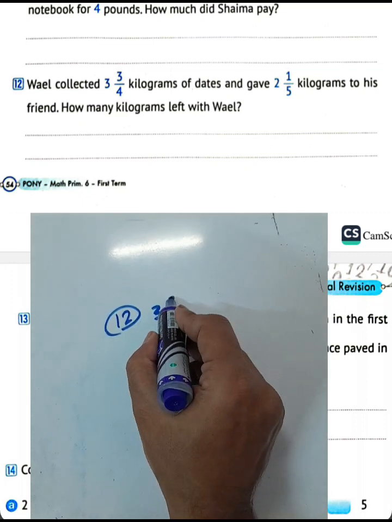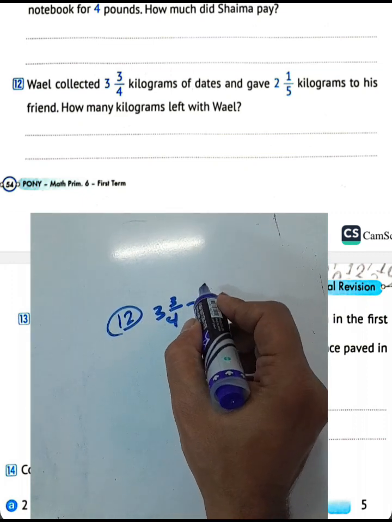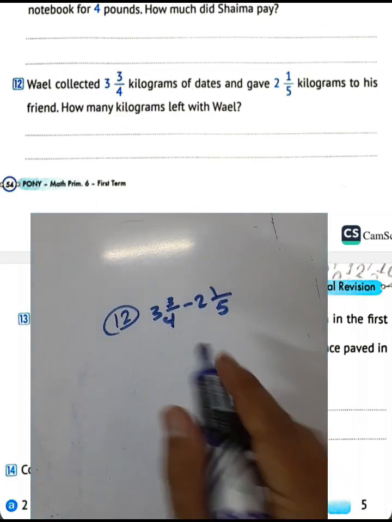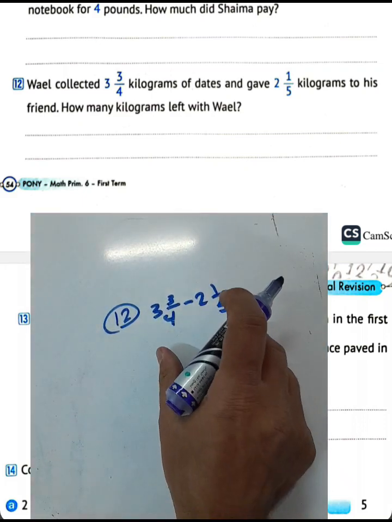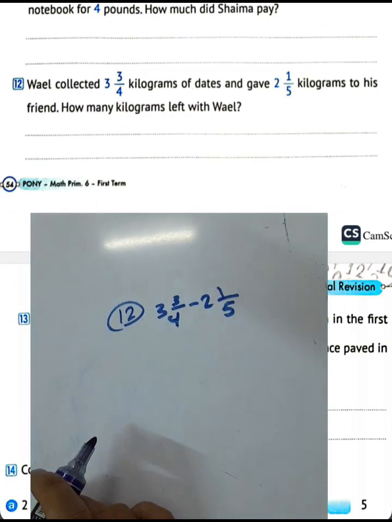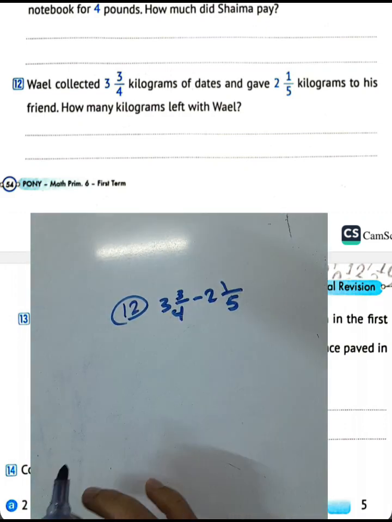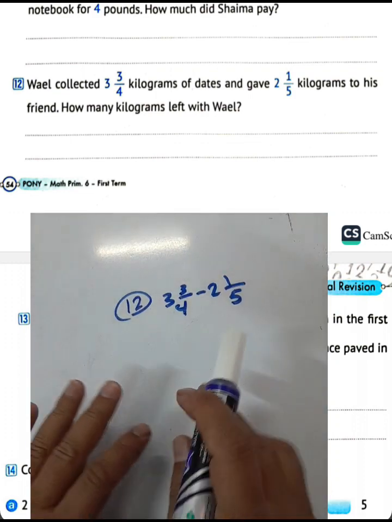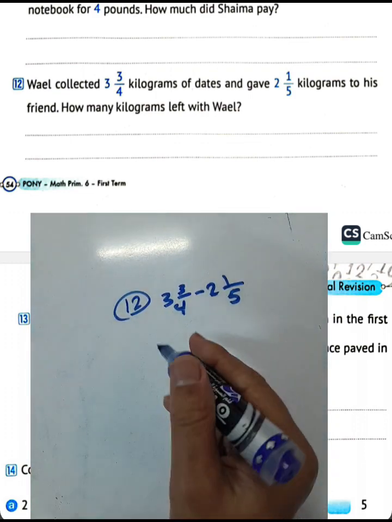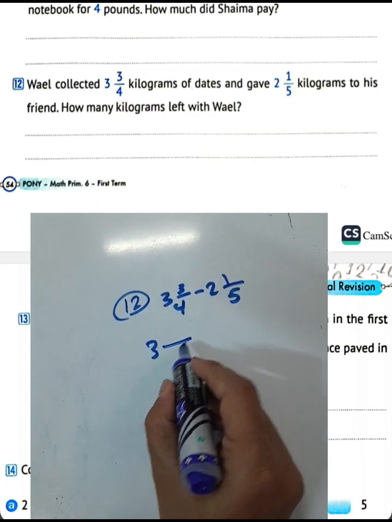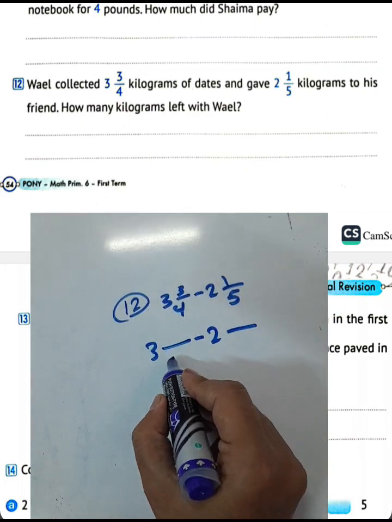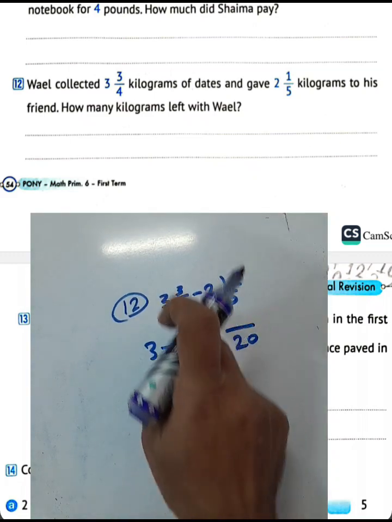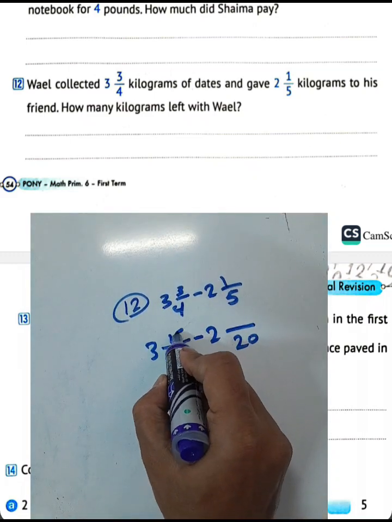3 and 3/4 subtract 2 and 1/5. Okay, we must find the least common multiple of the two denominators. 5 times 4 equals 20, because 5 and 4 are relatively prime numbers. Then the least common multiple of 5 and 4 will be 20. Then write 3 outside and 2 outside, and write 20 in the denominators. 4 by 5 equals 20. 5 by 3 equals 15.